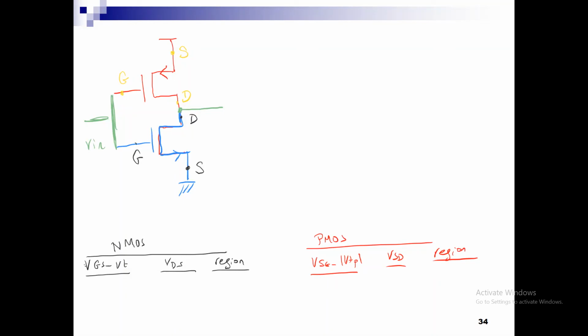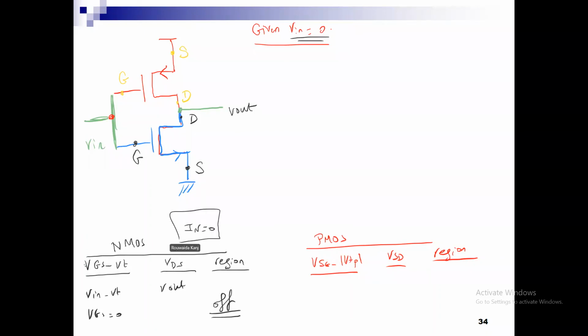Now, in this problem, I am saying that given Vn equals 0, let us see what happens for the NMOS transistor. VGS is equal to Vn, so this is Vn minus Vt. And VDS is equal to V out. In this scenario, because the input is 0, VGS is equal to 0, so the device will be off. And therefore IN will be equal to 0.